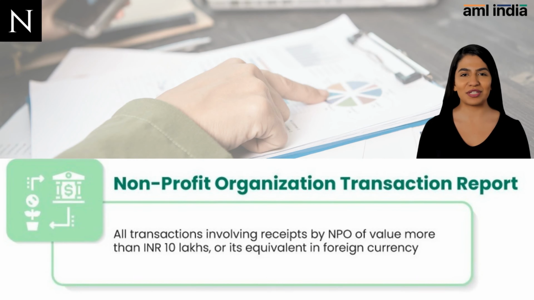A non-profit organization transaction report or NTR is used for reporting the transactions involving receipts of funds by NPO of value exceeding 10 lakh Indian rupees or its equivalent in foreign currency. This reporting requirement is a measure to avoid misuse of the NPOs for laundering money or financing terrorist organizations. NTR is to be furnished on a monthly basis.